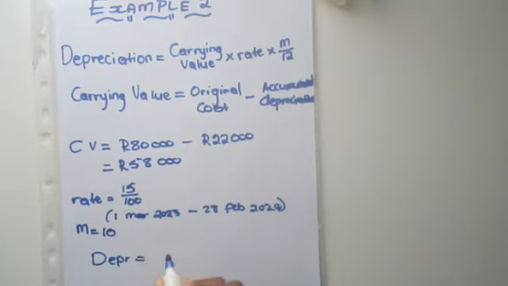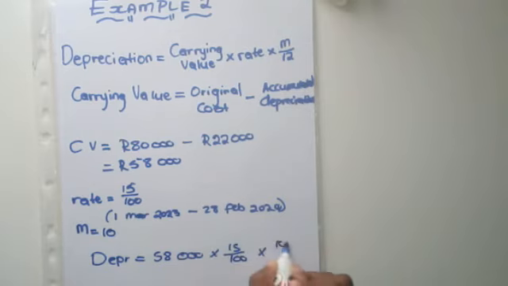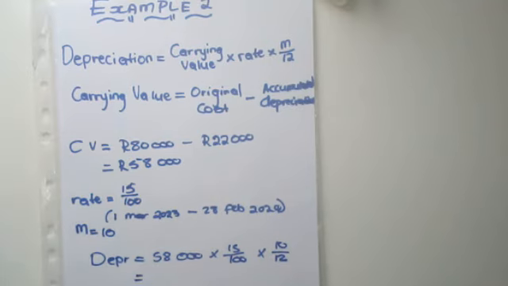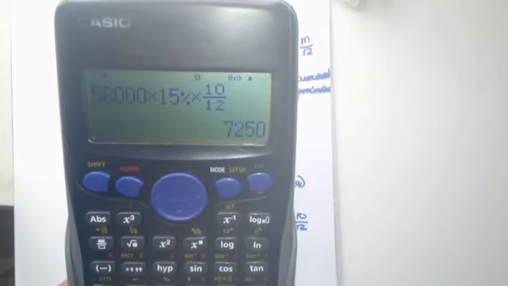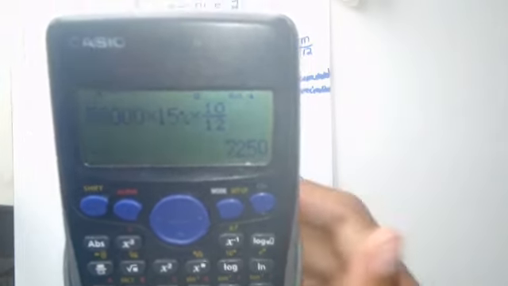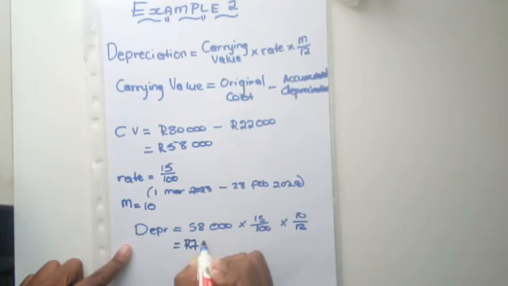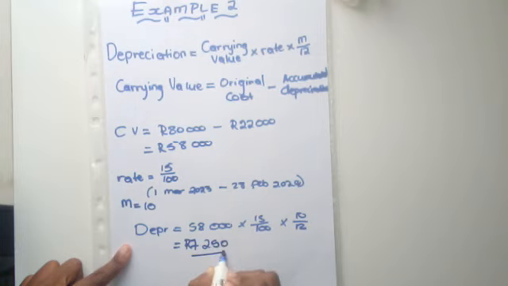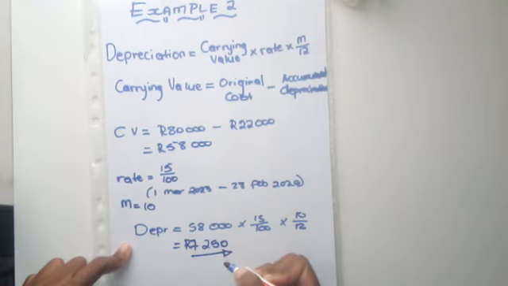And now that we have everything, we can substitute into our depreciation formula and get our depreciation for the year. So our carrying value is 58,000 multiplied by 15 over 100 multiplied by 10 over 12. 10 is the number of months that our asset was still in our possession, so from 1 March to the 31st of December. You plug everything into the calculator as it is, and it will give you a total of 7,250 as the depreciation for equipment that was sold during the year.